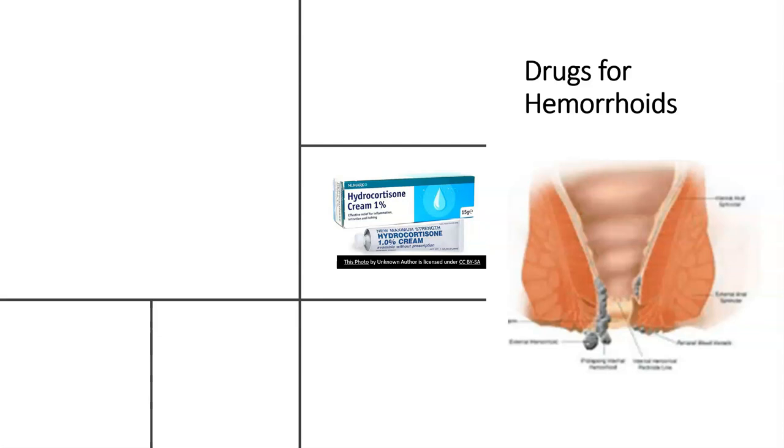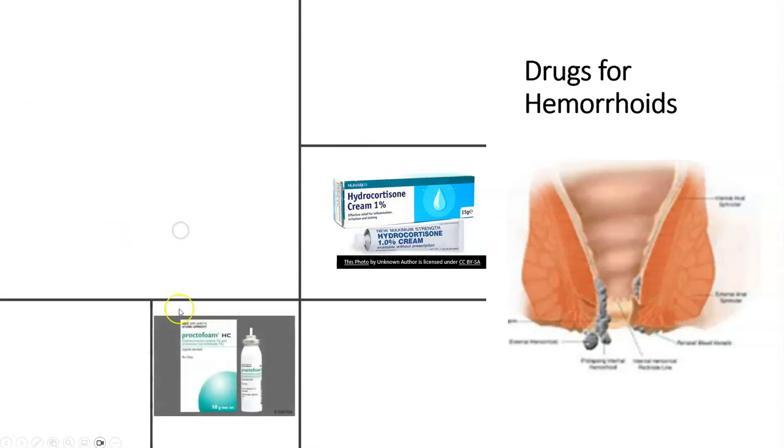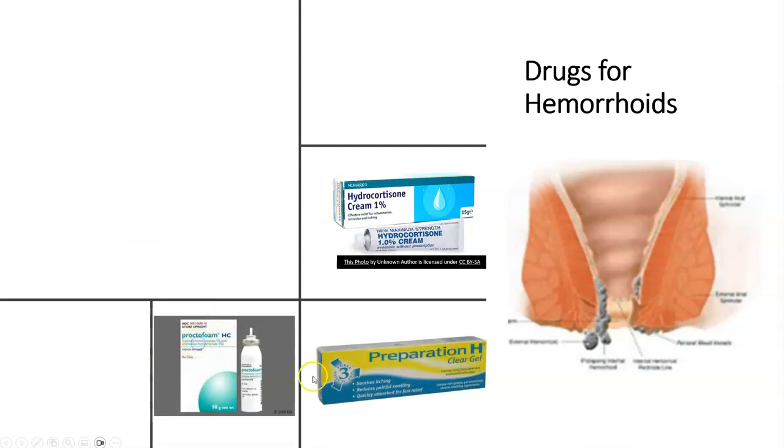Many different drugs can be used to treat. We use topical drugs, including corticosteroids. So here I have hydrocortisone cream. They also come in a lot of different dose forms. We have anesthetics. Here we've got Proctofoam. So foam's another. This is also hydrocortisone. Preparation H. This is also going to be a steroid. This is in a gel form.